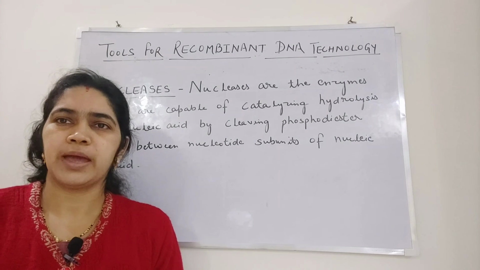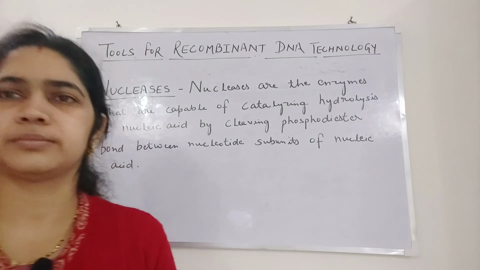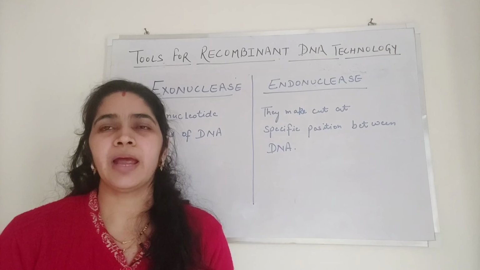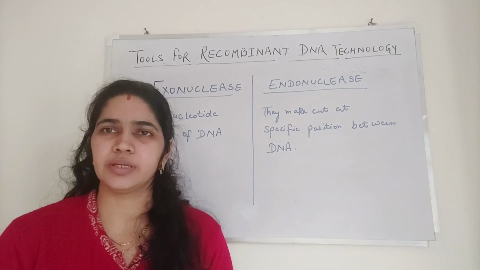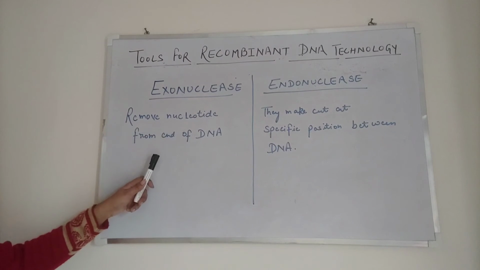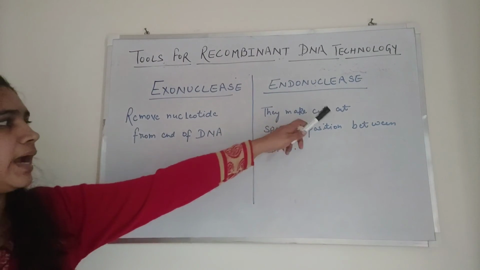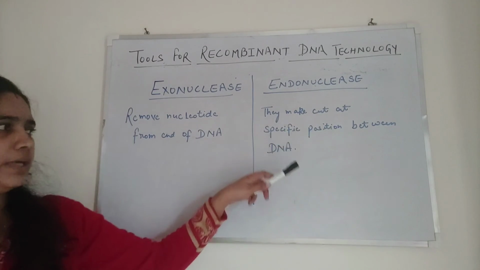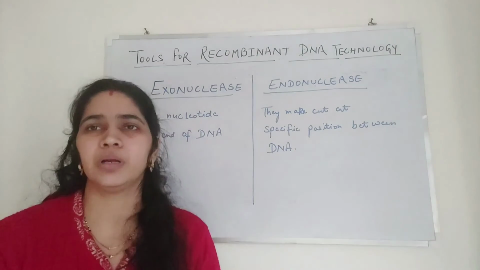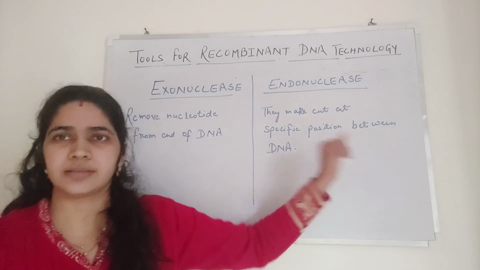Nucleases are of two types, exonuclease and endonuclease. Let's have a look. Exonuclease act by removing the nucleotide from the end of the DNA, whereas endonuclease act by making a cut at a specific position within the DNA. Restriction endonuclease, or you can say restriction enzyme or molecular scissors, come under the category of endonucleases.